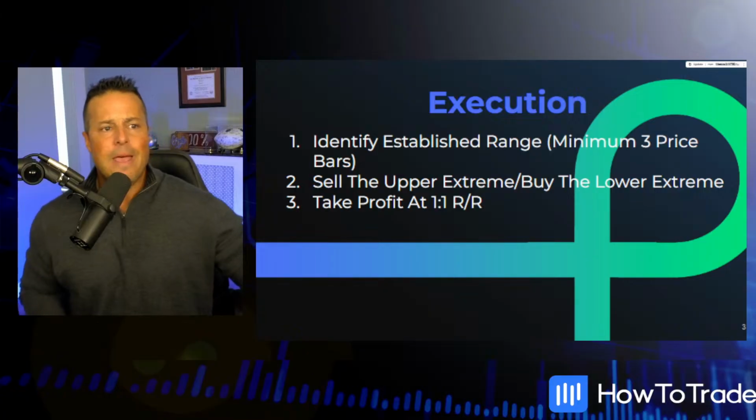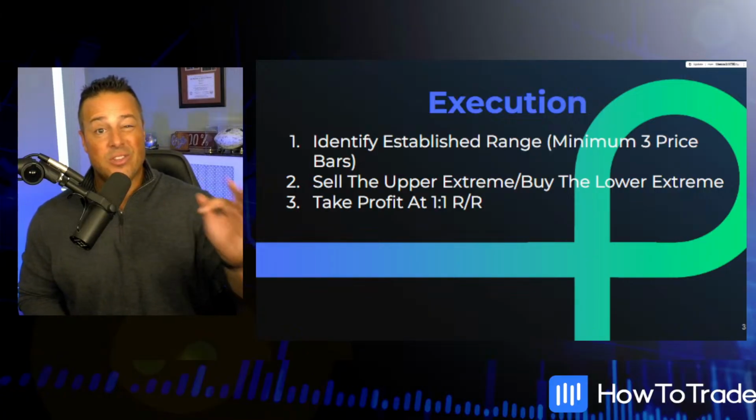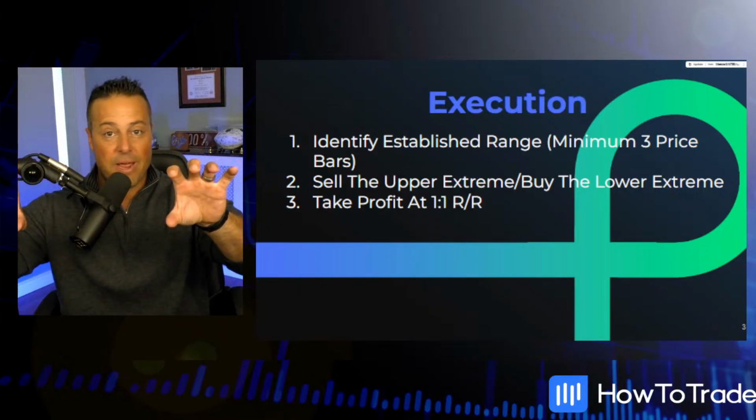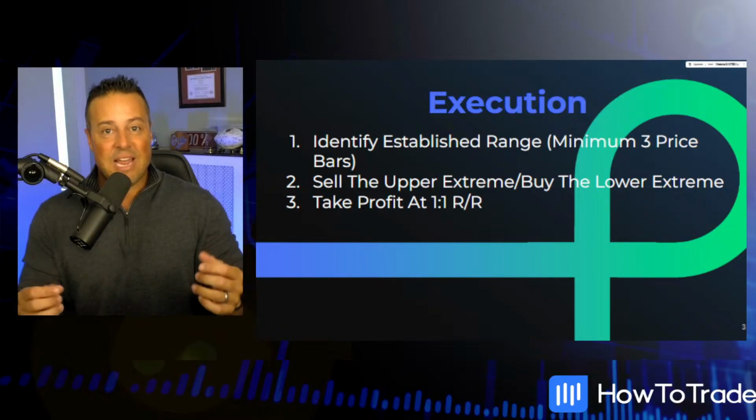To execute, we identify an established range. Now, we have a minimum of 3 price bars. That means 3 price bars have to be inside of those parallel Bollinger Bands. It's that simple. We can't just have one price bar.